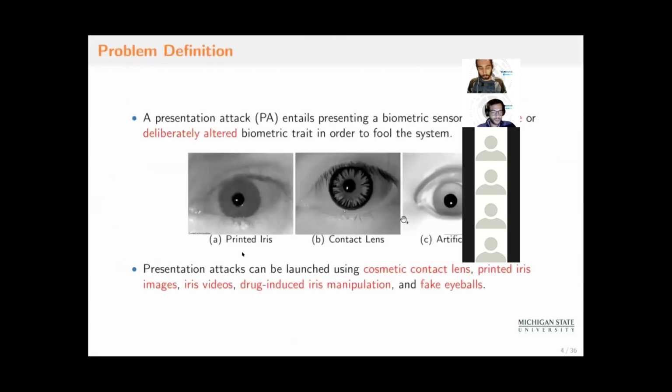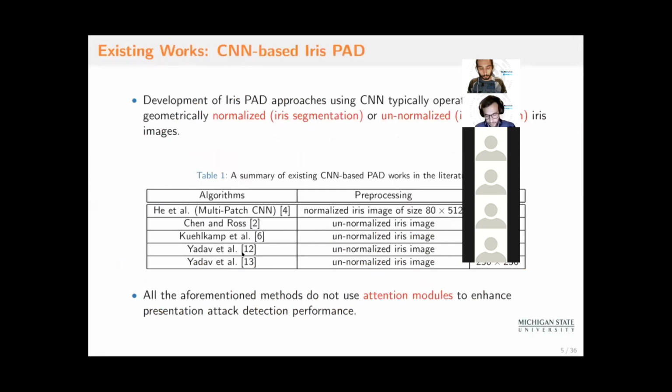What is a presentation attack? A presentation attack entails presenting a biometric sensor with a fake or deliberately altered biometric trait in order to fool the system. Presentation attacks can be launched using printed irises, contact lenses, and artificial eyes. In order to circumvent or deflect such attacks, we need to come up with presentation attack detection solutions.